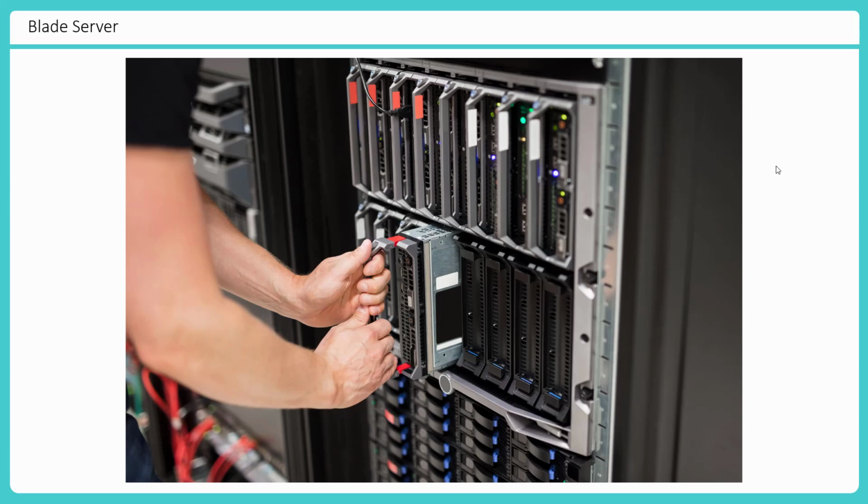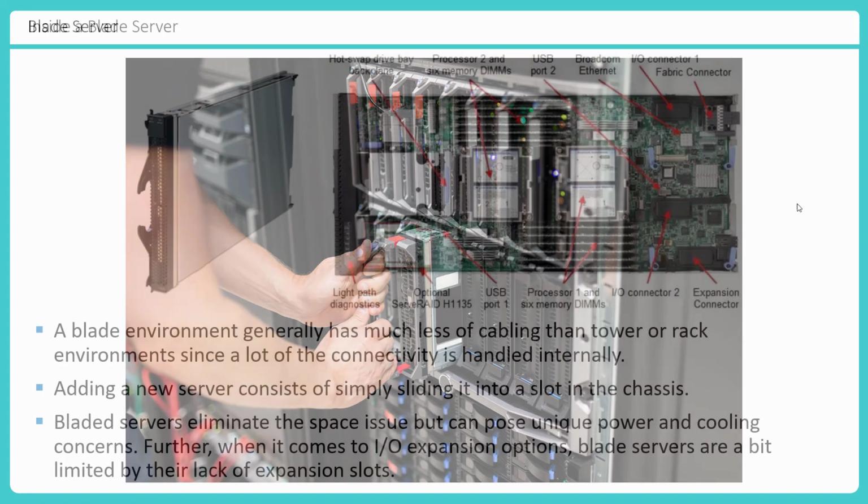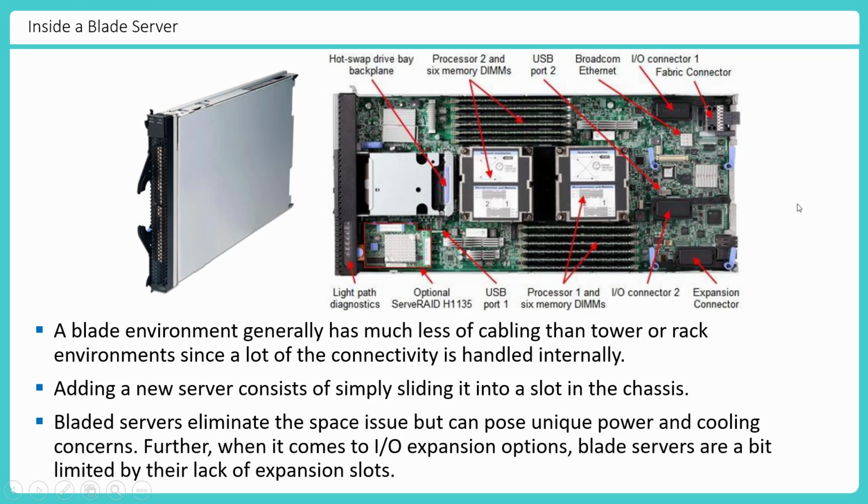They may not have all the components which are required, like they may rely on components in the chassis like power supply, maybe network connectivity. And what is inside a blade server? Again the same type of components, like you could see here. Here we have our processors, these 1 and 2 are the processor slots. As you can see here, these are the memory banks which we call DIMM slots. Then we may have other components here, like a USB port, maybe Ethernet connectivity, maybe a fabric connector.